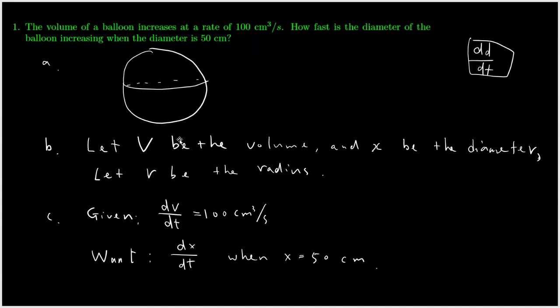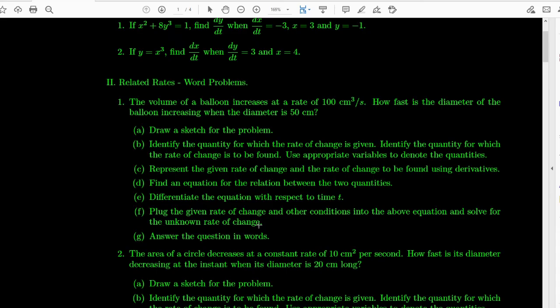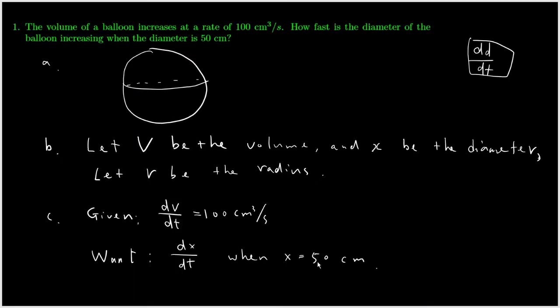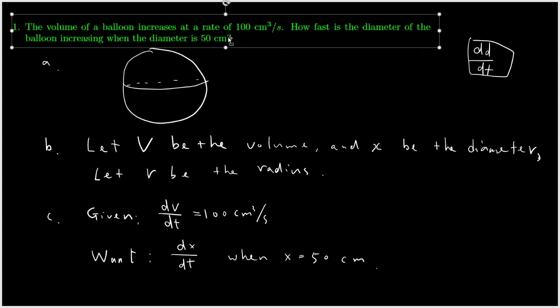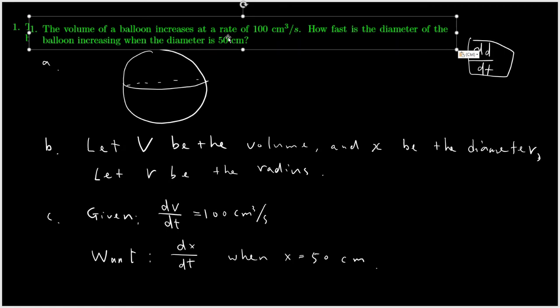But later on, we're going to get a relation between V and X. That's why we need to introduce one other variable, R. Because we have a handy formula for the volume of the balloon in terms of the radius, and we also know the relation between the radius and the diameter. For many of you, the next step is actually the hardest part. In this step, you need to recall many formulas.